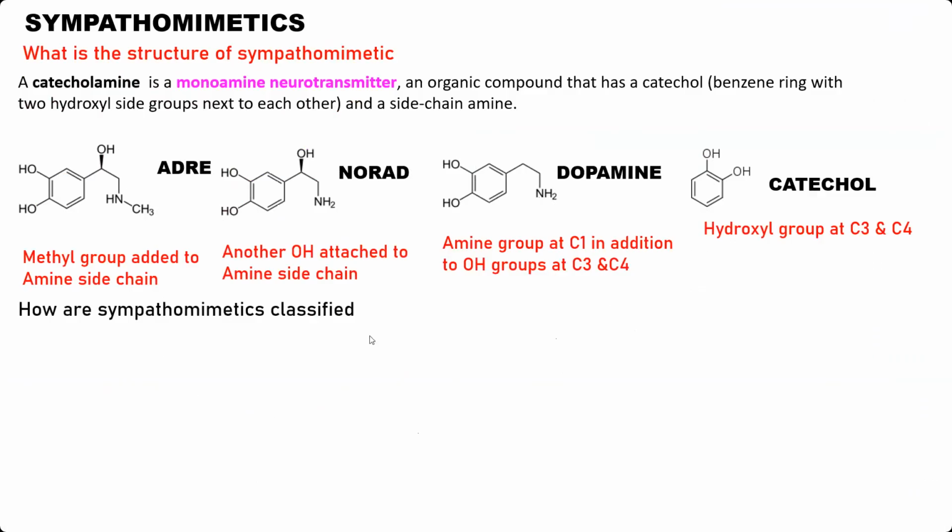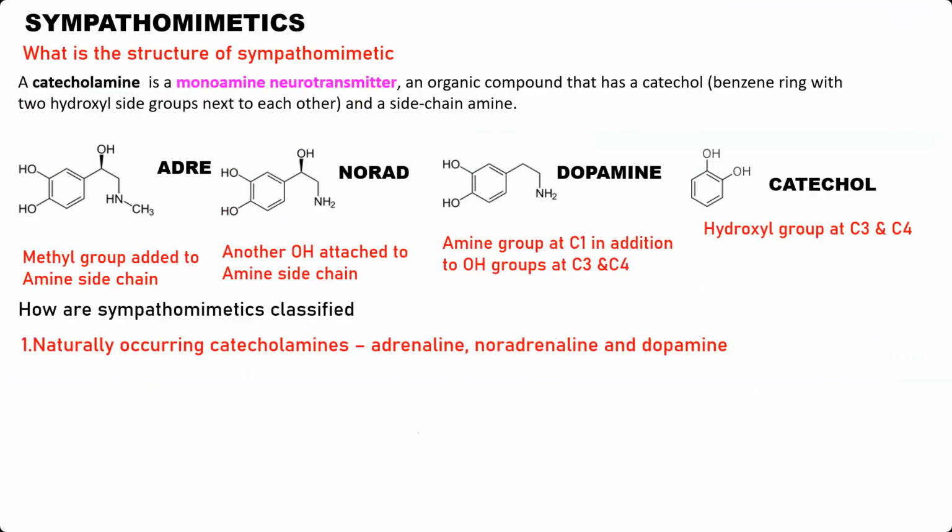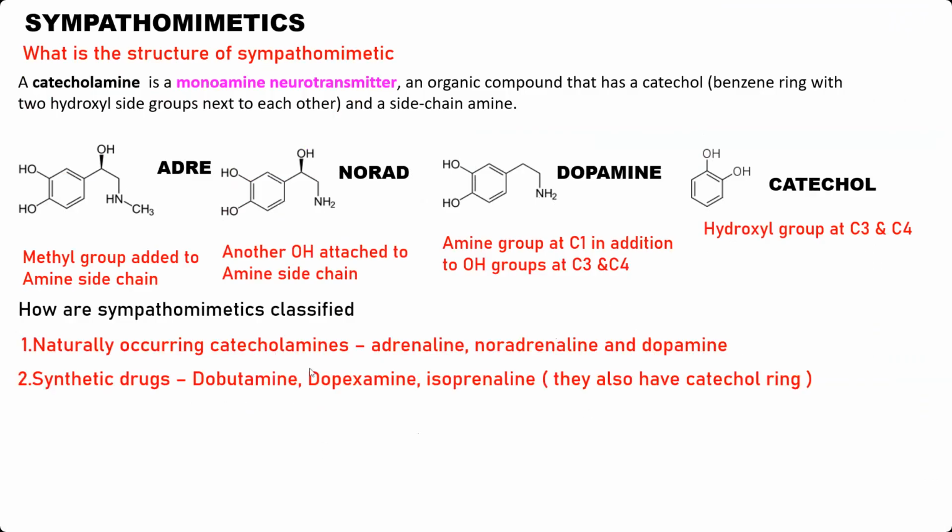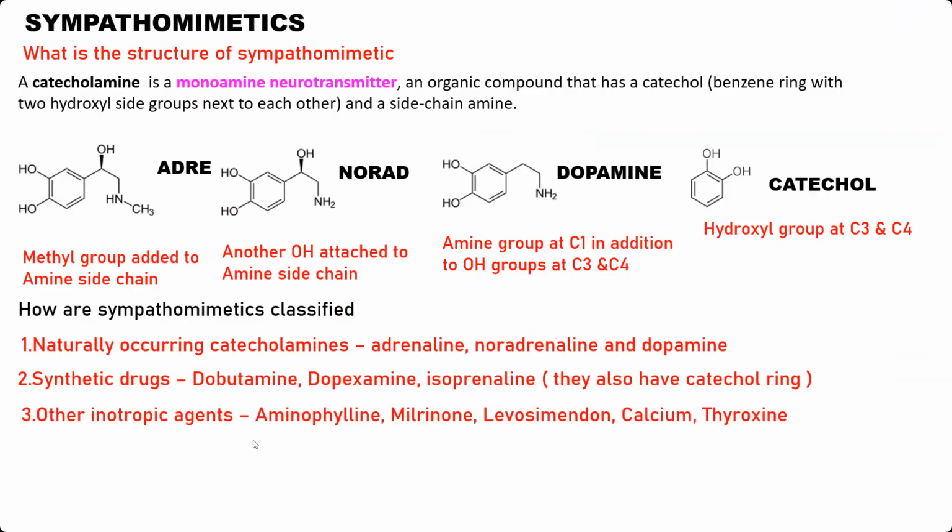So, how are sympathomimetic drugs classified? Naturally occurring catecholamines are adrenaline, noradrenaline and dopamine. Then synthetic drugs: dobutamine, dopexamine, isoprenaline. They also have the basic structure of catecholamine, but they are all synthesized in the laboratory. And other inotropic agents which also have sympathomimetic activity are aminophylline, milrinone, levosimendan, calcium, and even thyroxine hormone also has sympathomimetic activity.